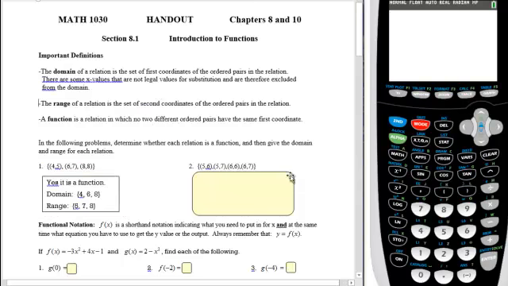Okay. In the next one, the first 2 different points have the same x value. That stops it right there. This is not a function. My domain, like I said, no repeats. My domain consists of 5 and 6. My range consists of 6 and 7.